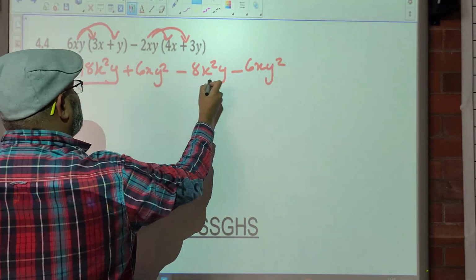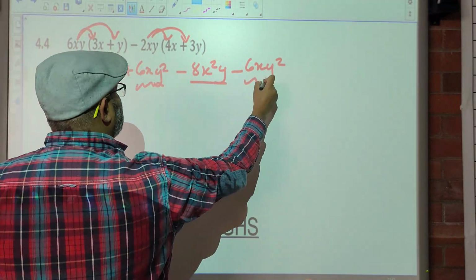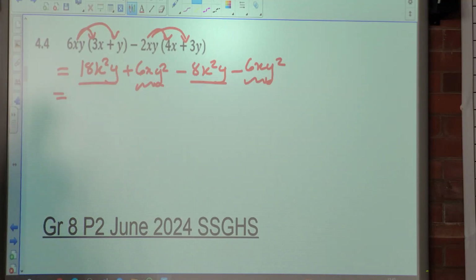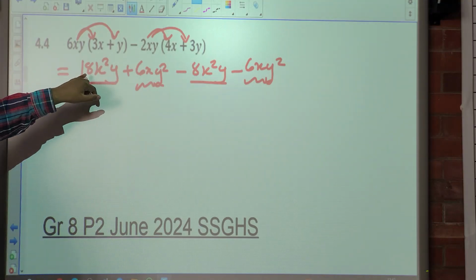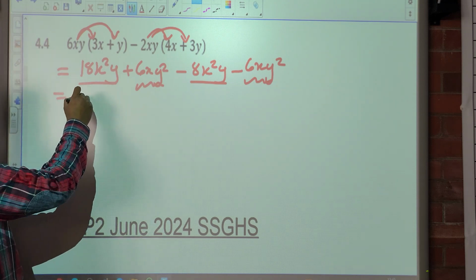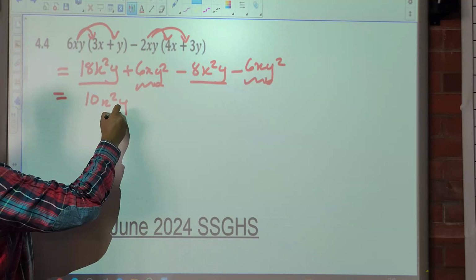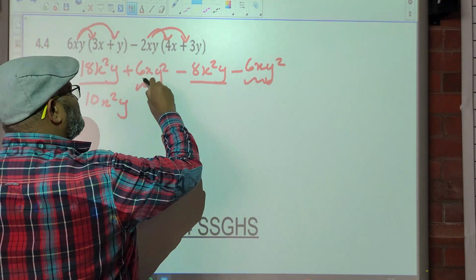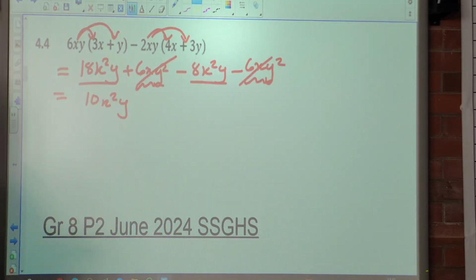So what I do is I look for like terms now. What makes them like is the variables; the exponents must be the same as well. 18x squared y minus 8x squared y is going to give you 10x squared y. 6xy squared minus 6xy squared cancel. Gives you an answer 10x squared. Correct?